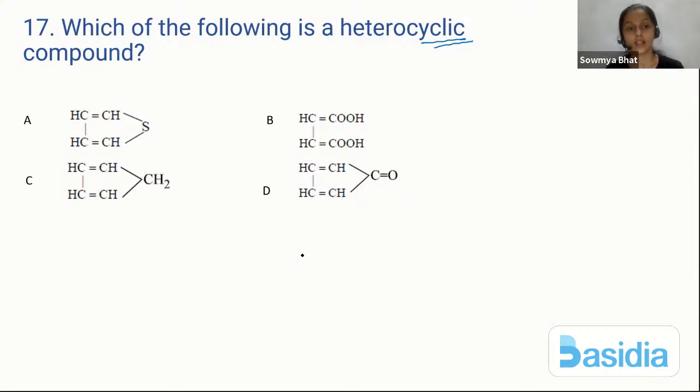Here there should be a heteroatom. The meaning of heterocyclic is that there should be a heteroatom, which is a different atom than carbon. That can be sulfur, oxygen, or nitrogen. Here the oxygen is outside the ring, so this is not a heterocyclic compound. And here the sulfur is inside the ring, so this should be a heterocyclic compound. So the correct answer would be option A, and this is called thiophene.